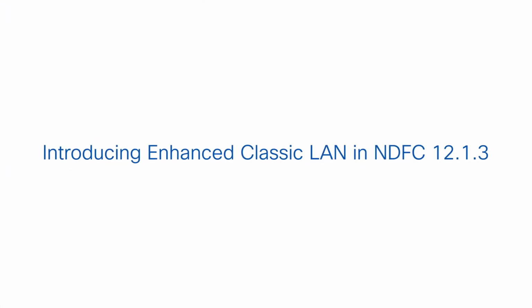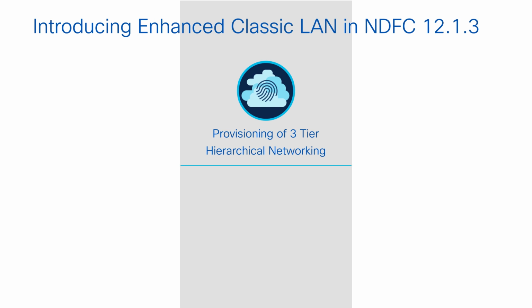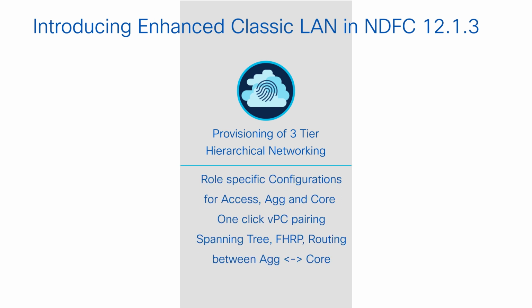With that, we introduced the enhanced classic LAN in NDFC 12.1.3. This solution was actually beta in NDFC 12.1.2, and now we've taken it to production. Now, what is enhanced classic LAN? It's basically provisioning of a 3-tier network, and when I say 3-tier, it actually also equally applies to a 2-tier or a collapsed core kind of network.